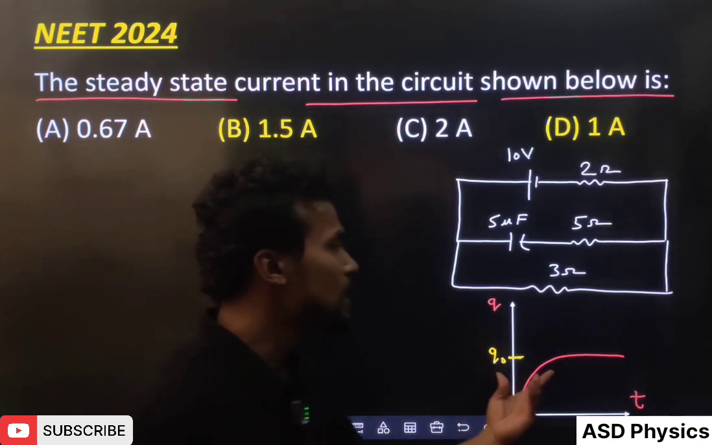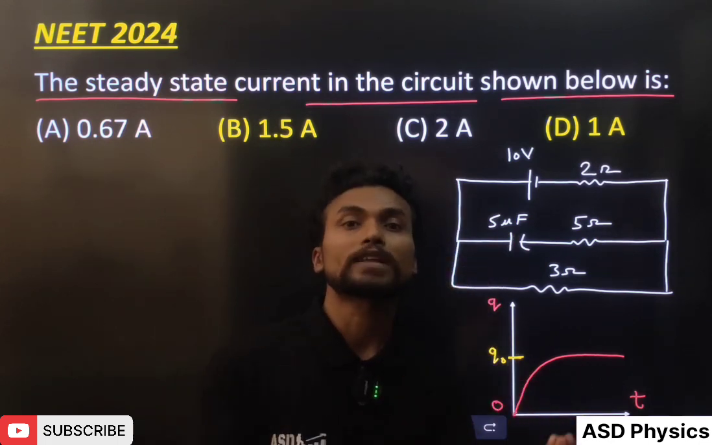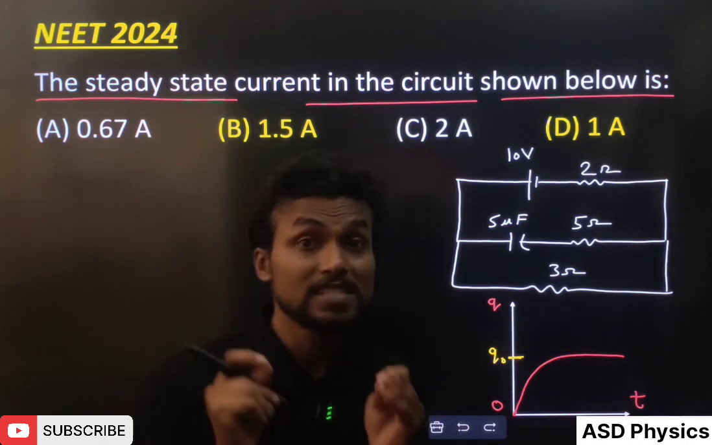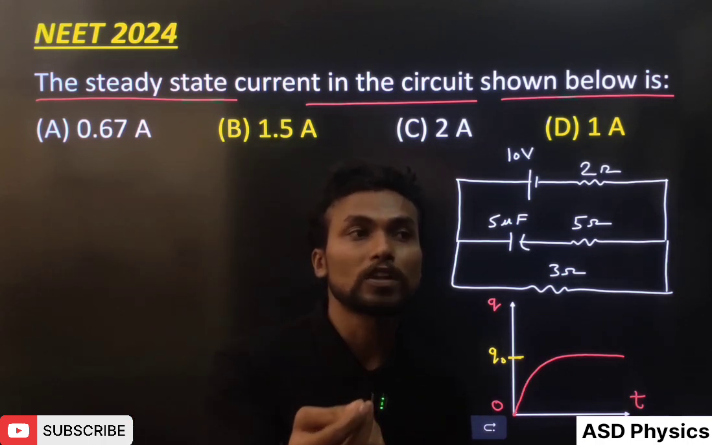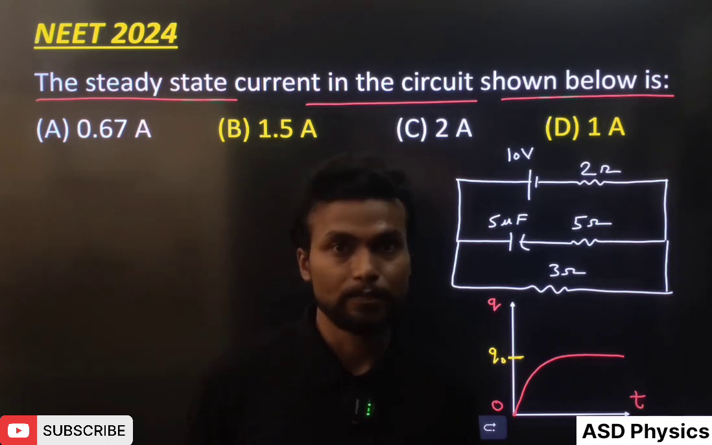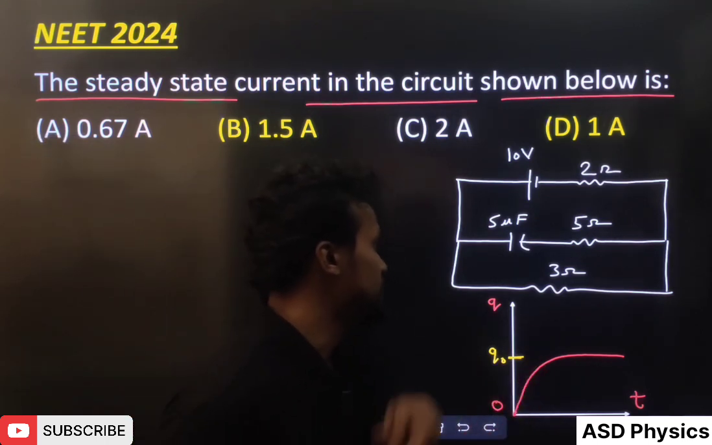Depending upon the time constant of the circuit, this capacitor may take more time or less time to charge. What is the time constant? Tau equal to C into R equivalent. Time constant and all, they will not ask this. So let's see here.